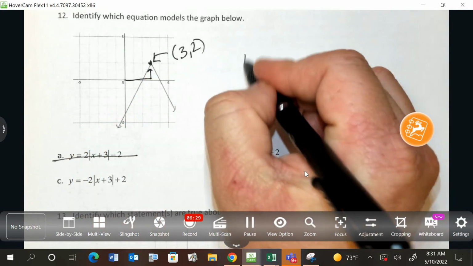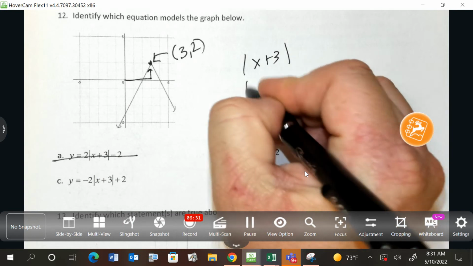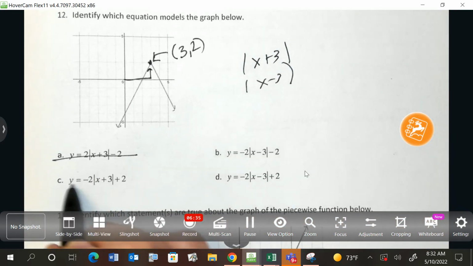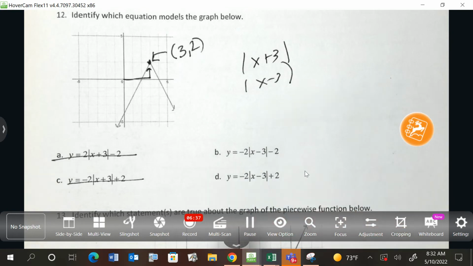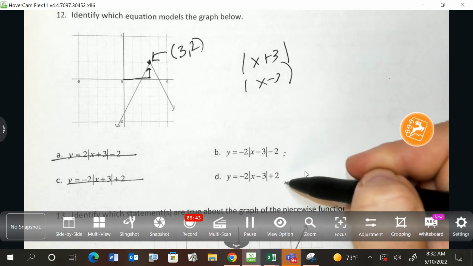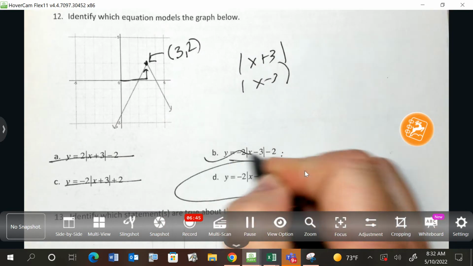So if it is to the right 3, would it be x plus 3 or x minus 3? Minus 3. So anything without a minus 3, I cross out. So I'm down to 2 choices. And then I go up 2. So in back, should it be a plus 2 or a minus 2? Plus. That's correct. There's your correct answer.